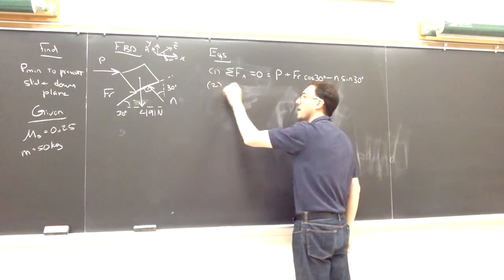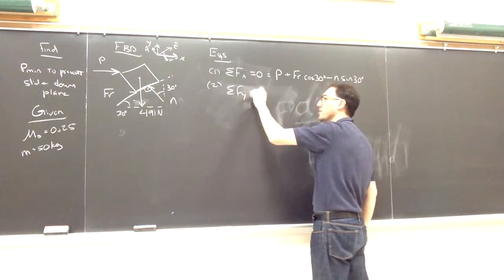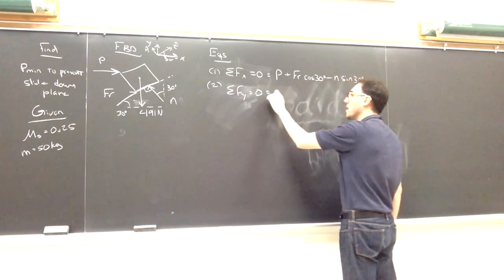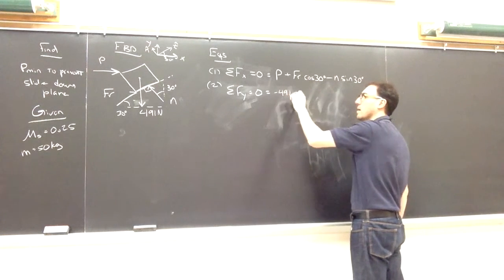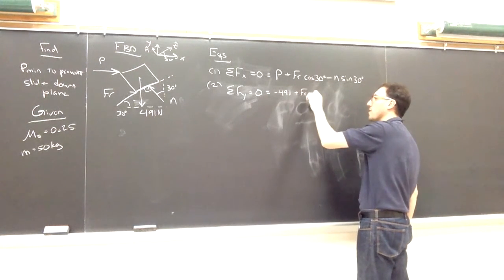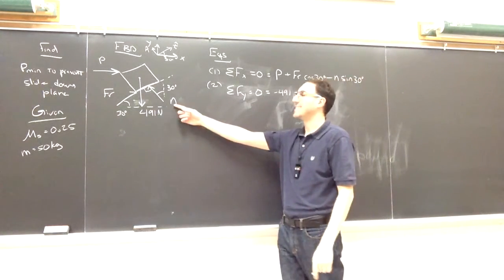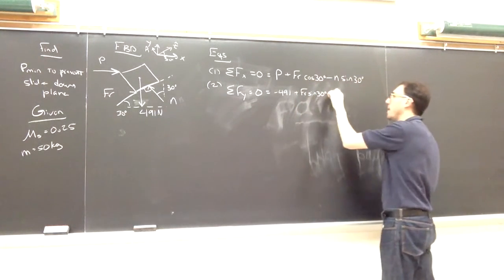I can make equations for the y direction. Here I have all of my weight force in the negative y. I have Fr sine 30 in the positive y, and n cosine 30 in the positive y as well.